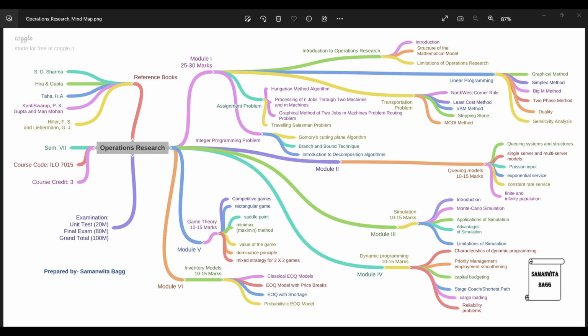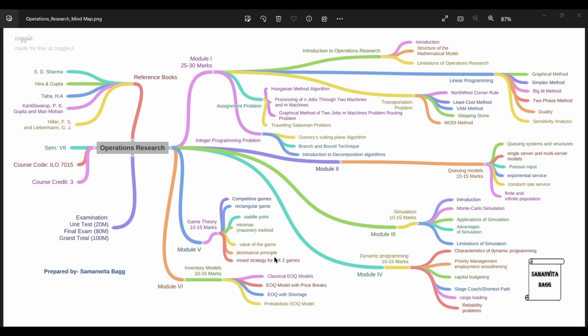Next comes the fifth module. The topic is game theory. This is also for 10 to 15 marks. These are the various types of games that you need to understand. And there are certain topics which are important. Competitive games is one thing, rectangular game. You need to know what is saddle point. Calculation of saddle point is very important. Min-max, max-min method, something which you need to know. You need to know how to find the value of the game.